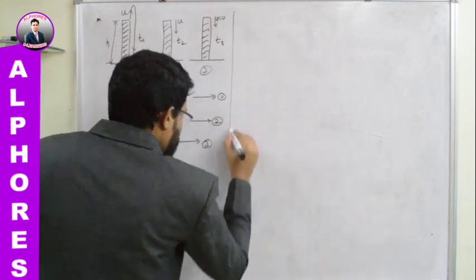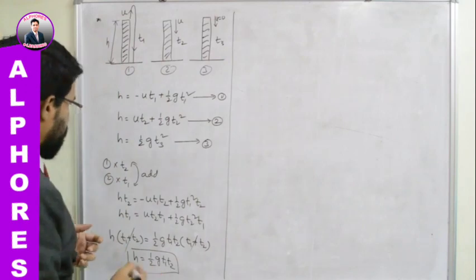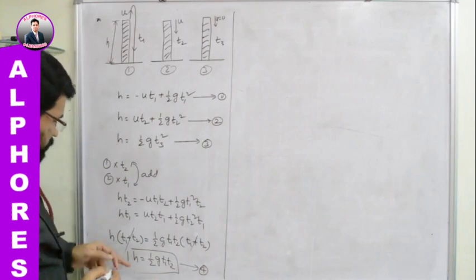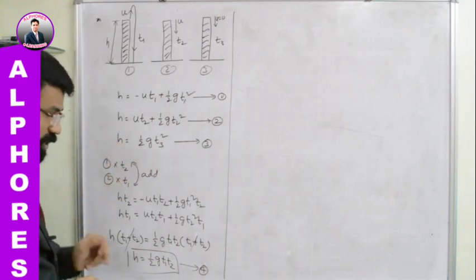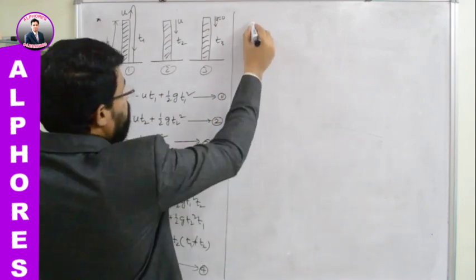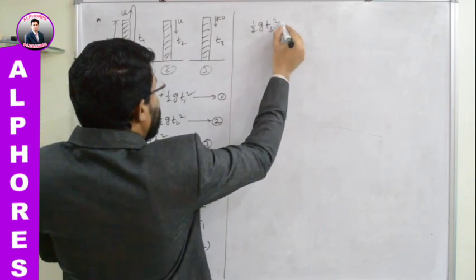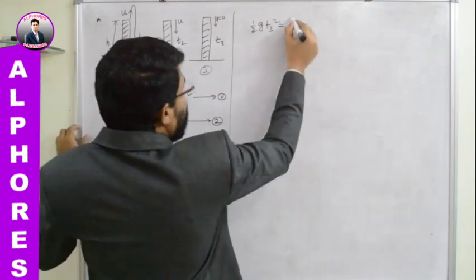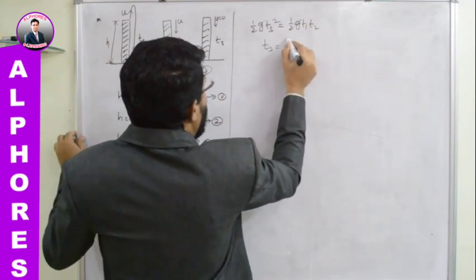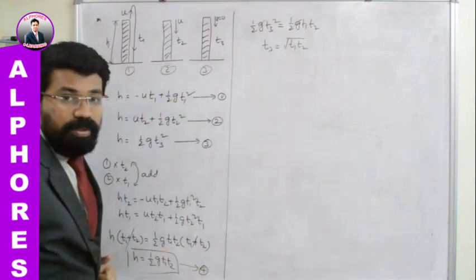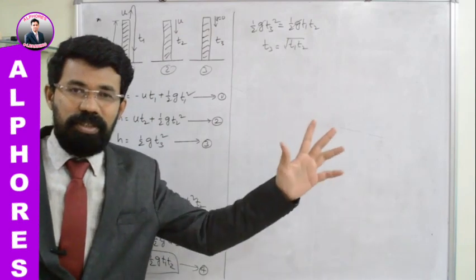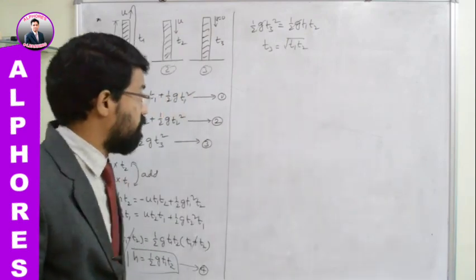Now let us try to explore the other points. Let me take this as equation number 4. I will compare equations 3 and 4. LHS parts are equal, so RHS will be equal, isn't it? So half g t3 square is equal to half g t1 t2. Half g gets cancelled. t3 is equal to under root t1 t2. So this is the relation between all these times t1, t2, t3. They belong to 3 different situations.